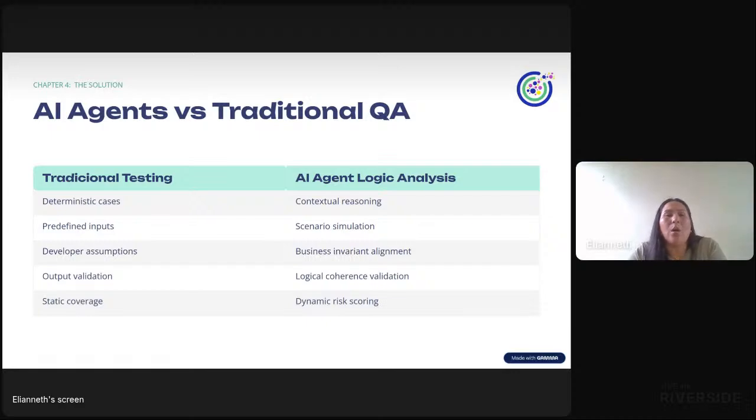And also for traditional testing, we have output validation, but with the agent, we can review the whole logic of the system. And with traditional testing, we have static coverage. And also with the agents, we have dynamic risk scoring, and we can decide which bugs we need to attend immediately and which ones do not fully impact the whole product.